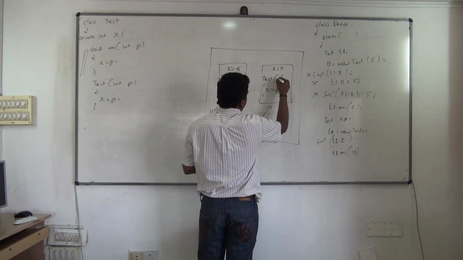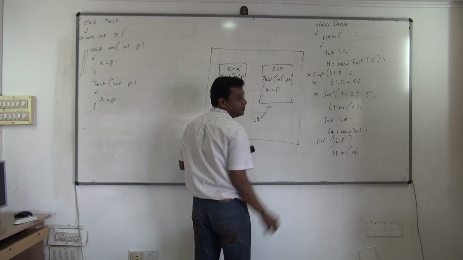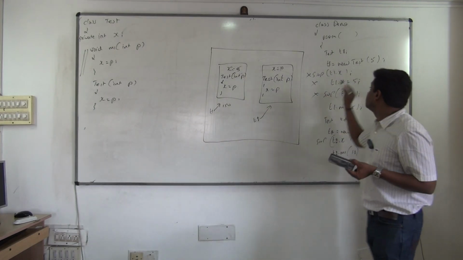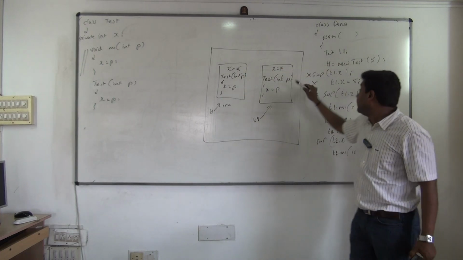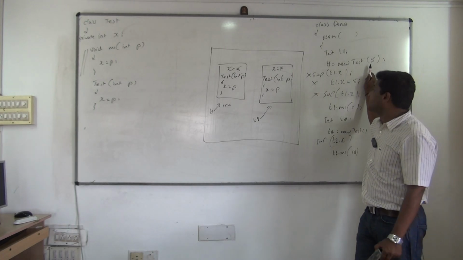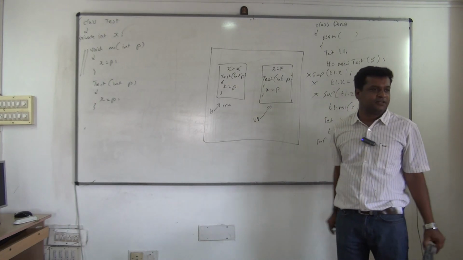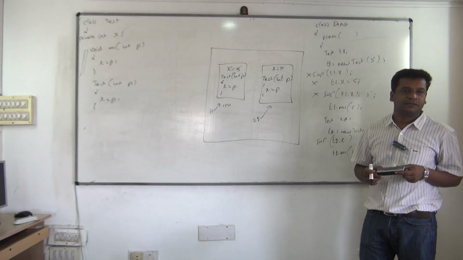So when you say new, what happens? When you say new, what happens? Same thing, Test T1 = new Test(5), memory will be allocated. And in that memory I am calling the constructor. As soon as I call the constructor, what happens? The argument is passed and X is initialized. Finished. Now you modify the value inside that object.